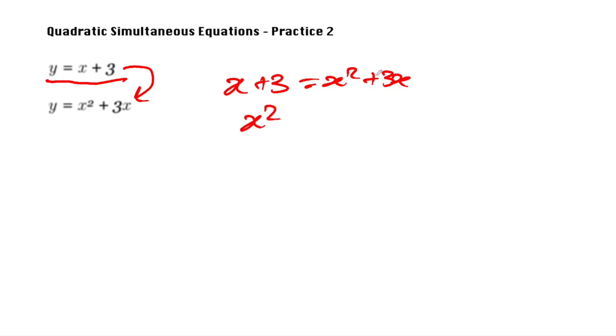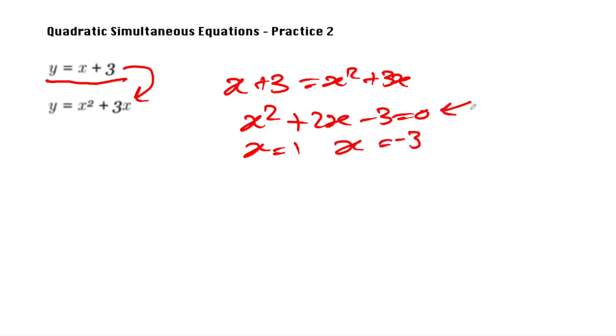The next practice, again, is quite easy because they've already given us y here. We don't have to do any rearranging. So we're simply going to plug that y into the second equation, meaning we have x plus 3 equals x squared plus 3x. Now we're going to rearrange that, so we've got x squared, 3x minus x equals 2x, and then minus 3 equals 0. Plug that into the calculator or use the formula, and we get x equals 1 and x equals minus 3.